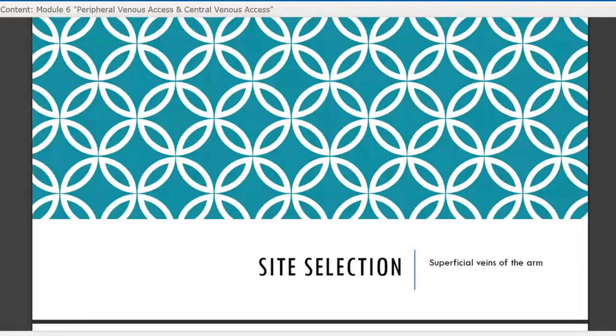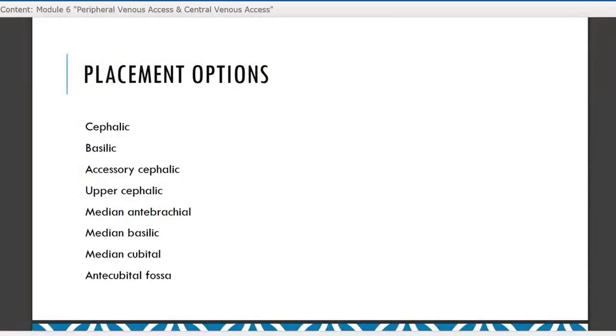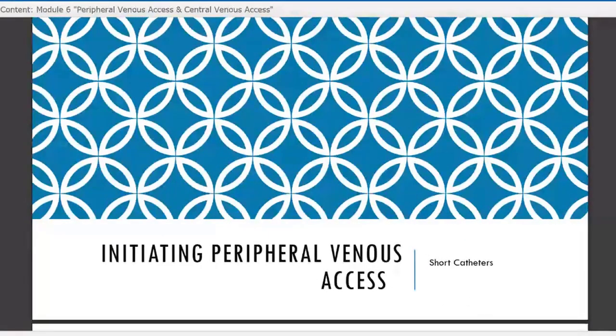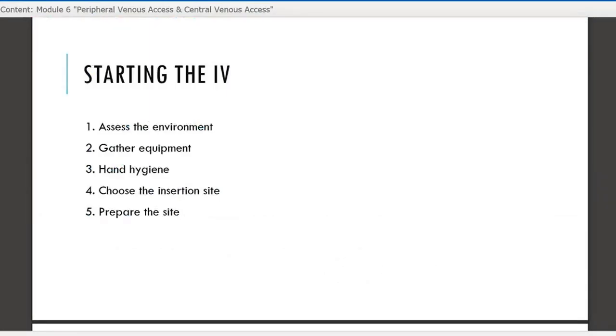So when we talk about site selection, we want to consider the placement options. We discussed this just a little bit in one of the other PowerPoints, but your primary options for placement in the arm are the cephalic and basilic veins, the accessory cephalic, upper cephalic, median antebrachial, median basilic, median cubital, and then of course the AC or the antecubital fossa. How do we initiate peripheral venous access? This is primarily going to be looking at short catheters, because we do have longer peripheral venous access catheters, but right now we're going to look at the short ones.